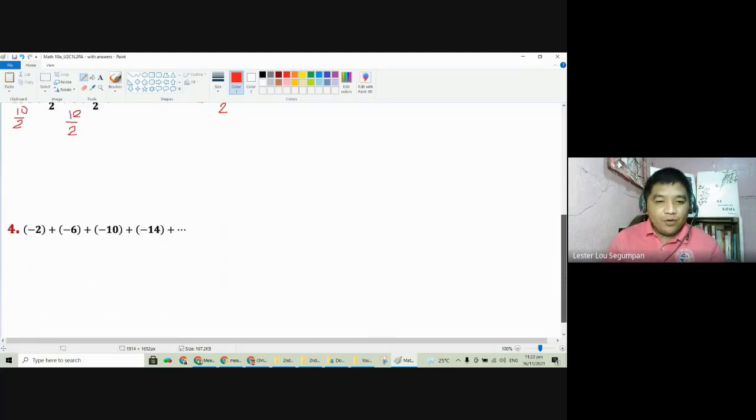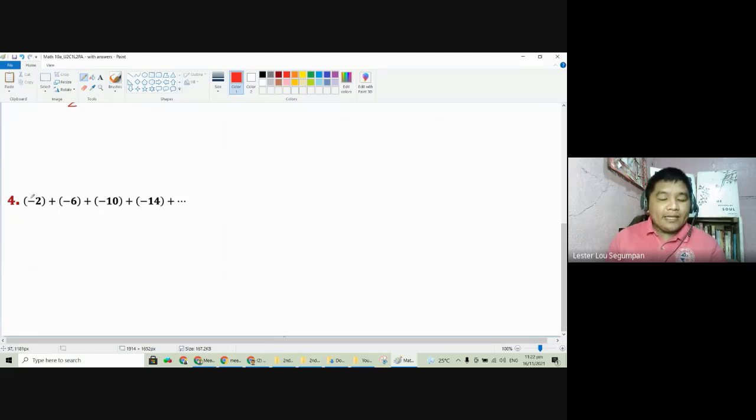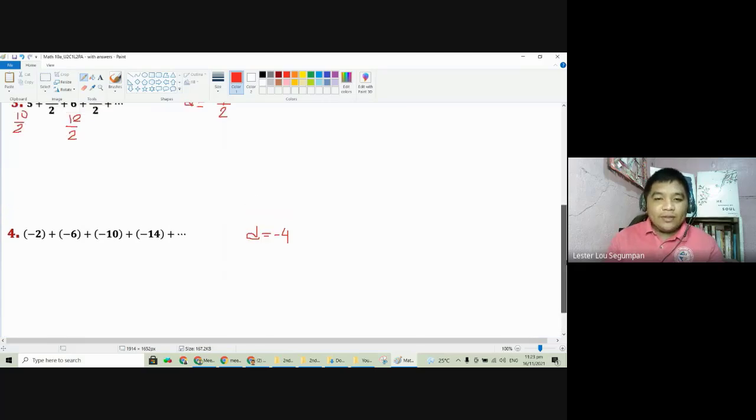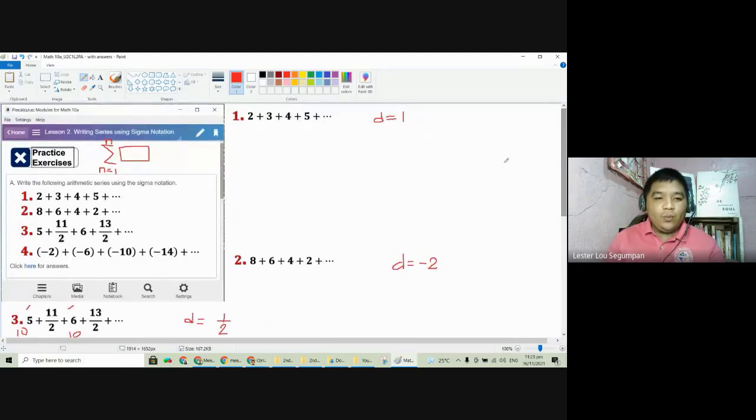And finally, for number 4, we could see that from negative 2 to negative 6, it decreased by 4, or a common difference of negative 4, as well as negative 6 to negative 10, and negative 10 to negative 14. So the common difference is also negative 4. With these common differences, we have shown that they are really arithmetic series.